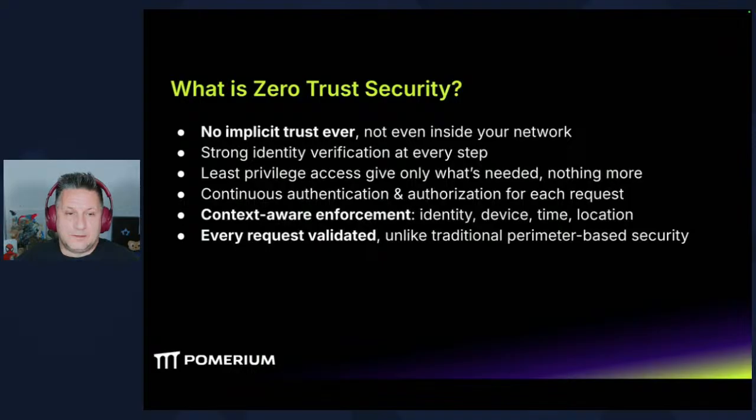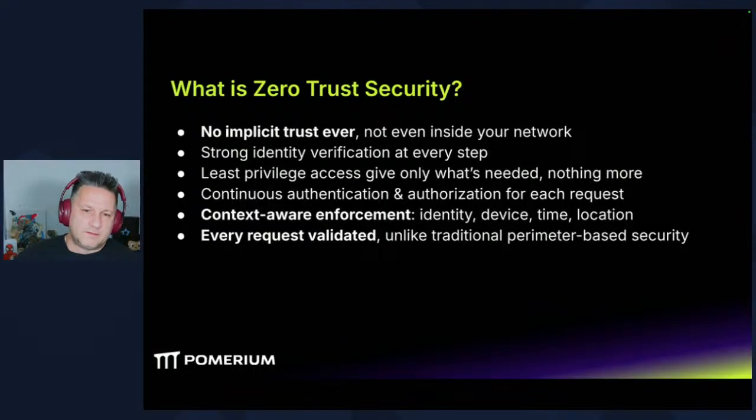And so what Google did was they came up with zero trust, and it's the no implicit trust ever. There's this strong identity verification at every step. And you want to always stay with the least privilege principle. So you want to give only the access that's needed, nothing more. And there's also this continuous authentication and authorization of each request. And this notion of context-aware enforcement.